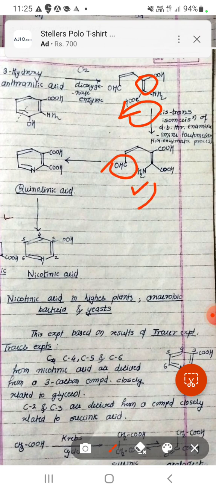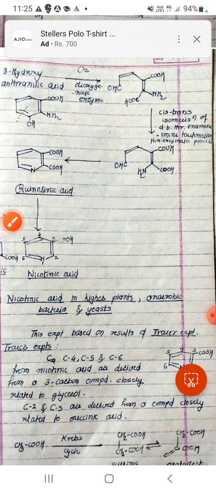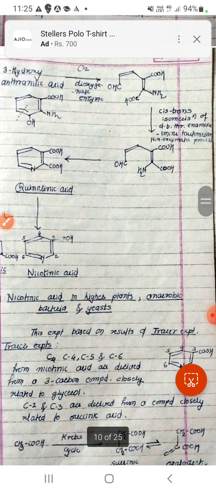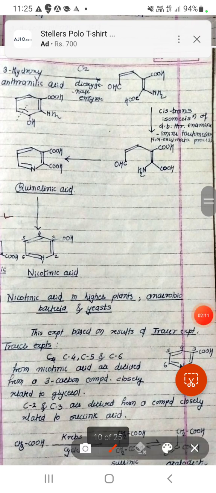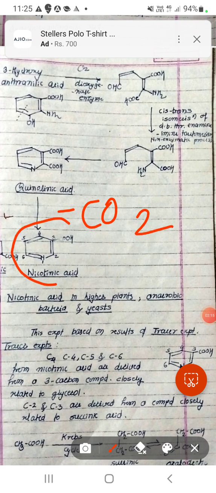So this NH2, the nitrogen having a lone pair, reacts with this carbonyl group and we will get the pyridine ring. This is the quinolinic acid. So quinolinic acid, when there is a decarboxylation reaction here, minus CO2, gives the nicotinic acid.